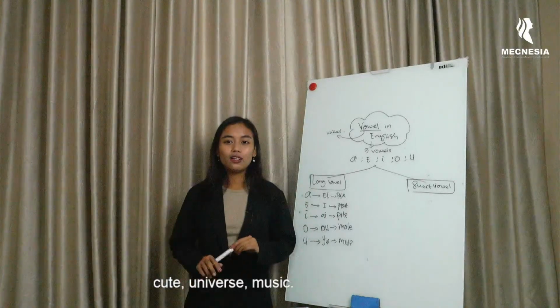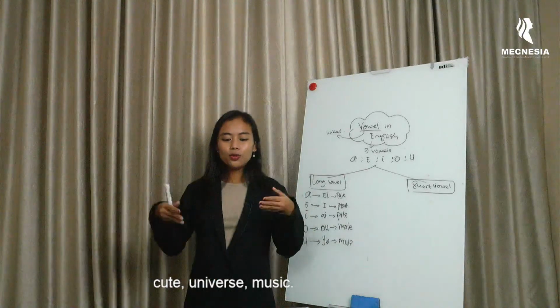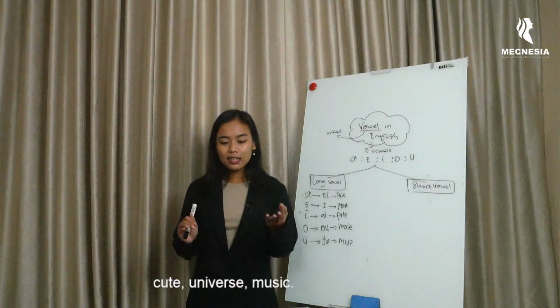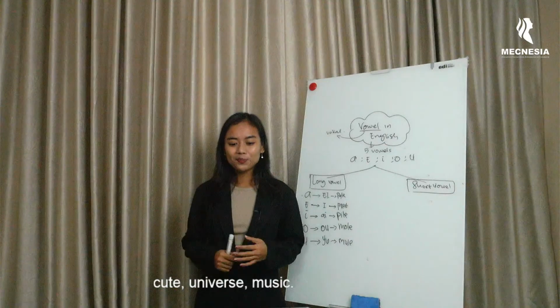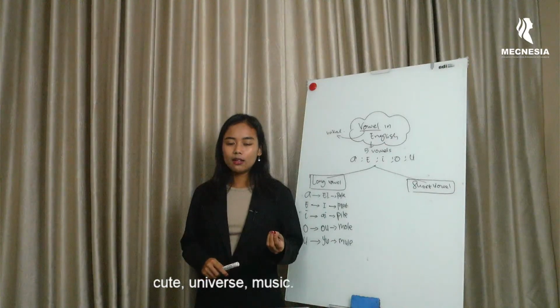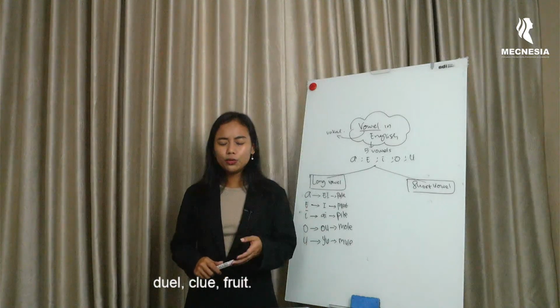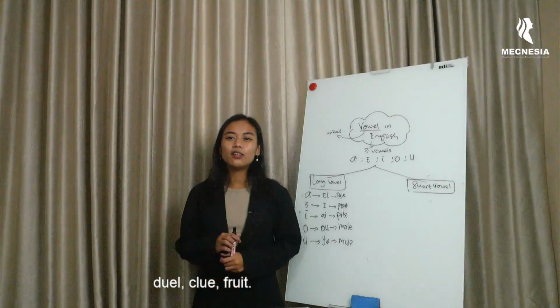Okay, the next rule, the B one. Selanjutnya yang B. When the U is followed by E or I. Ketika huruf U-nya diikuti huruf E atau I. Okay, for example, in the word jewel. Jewel. One more time. Jewel. And in the word clue.